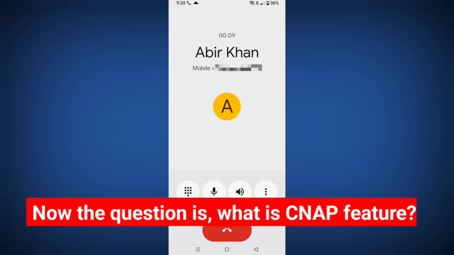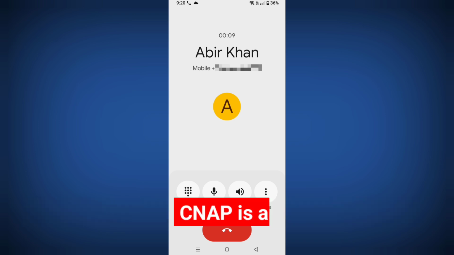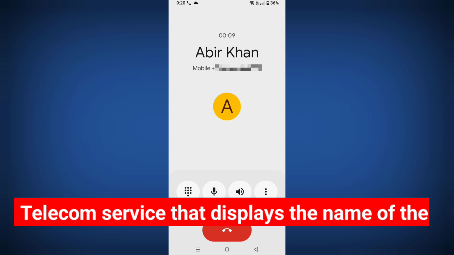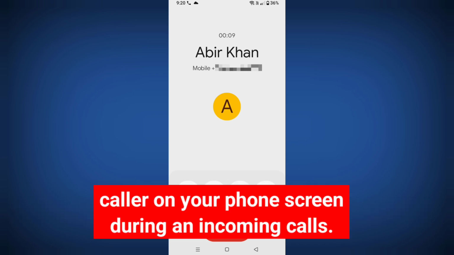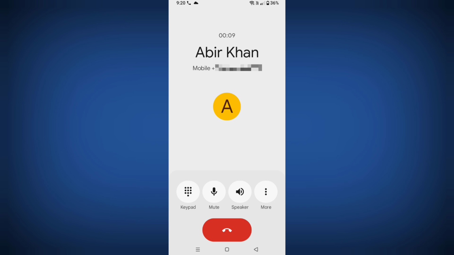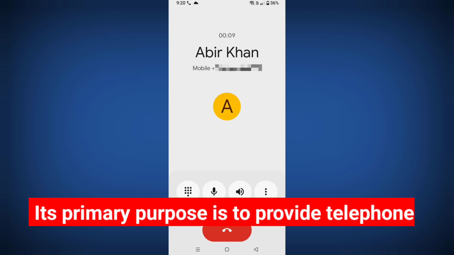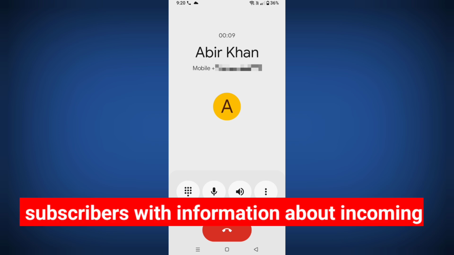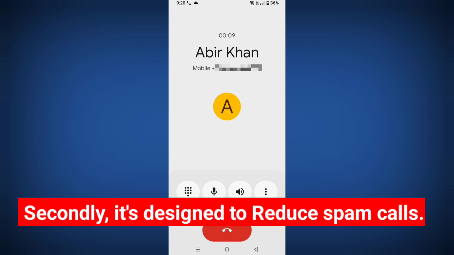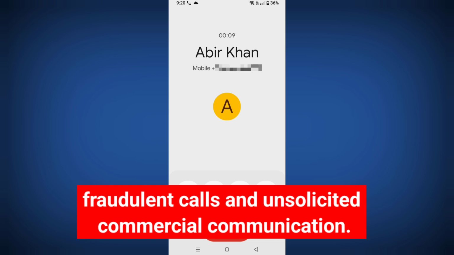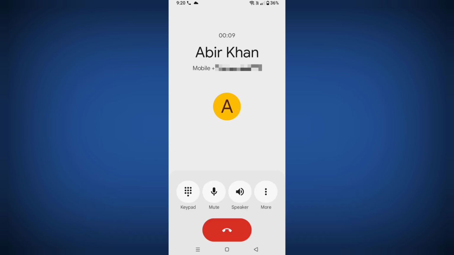Now the question is, what is the CNAP feature? CNAP is a telecom service that displays the name of the caller on your phone screen during an incoming call. Its primary purpose is to provide telephone subscribers with information about incoming calls. Secondly, it's designed to reduce spam calls, fraudulent calls, and unsolicited commercial communication.